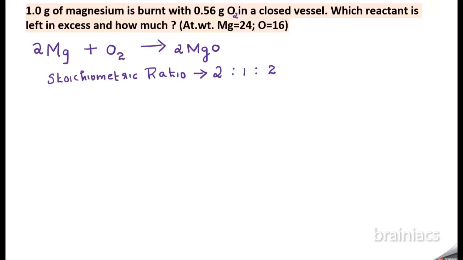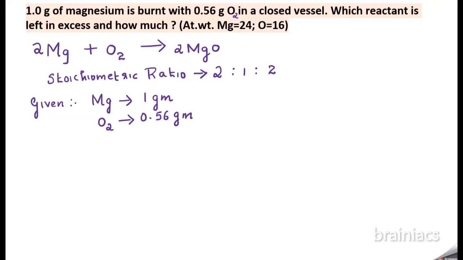Now, what is given to you? This is the stoichiometric ratio. Now, we will write that separately, given. There is magnesium, one of the reactants. How much is given to you? Magnesium is given in the form of mass and that is 1 gram. Correct. Now the other thing is oxygen, O2 molecule. It is also given in terms of mass, that is 0.56 gram. Correct.